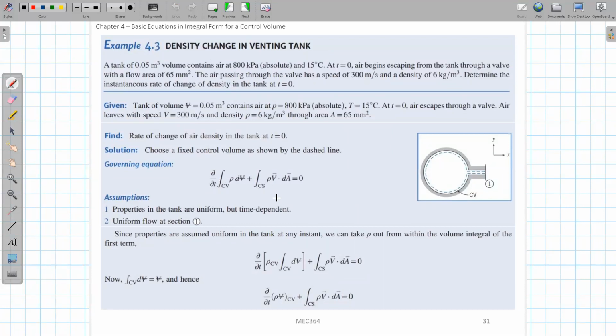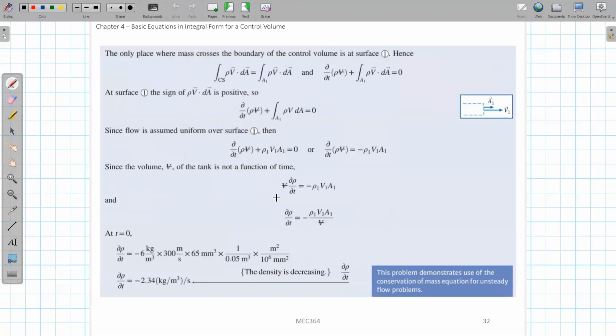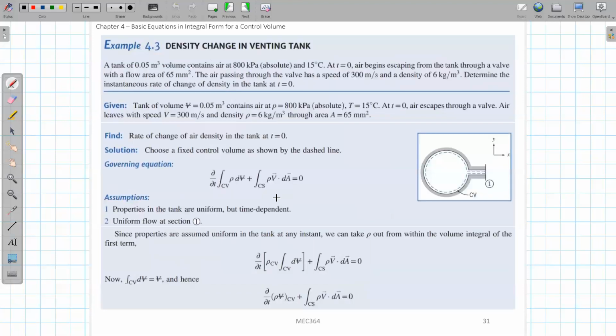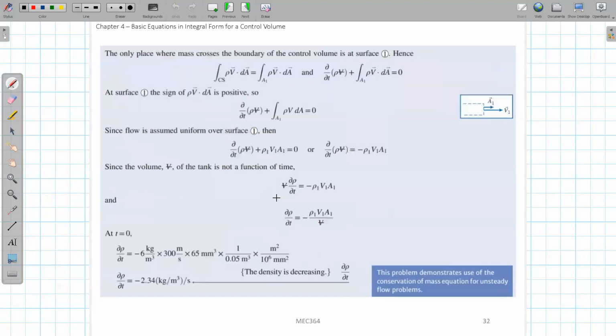For this example problem, we have an additional example problem, and I will leave this to your future recitation to go over it. If you're interested, you can also try to read it yourself.